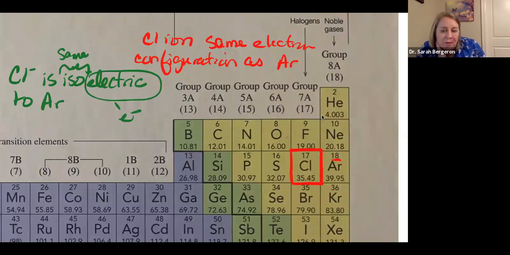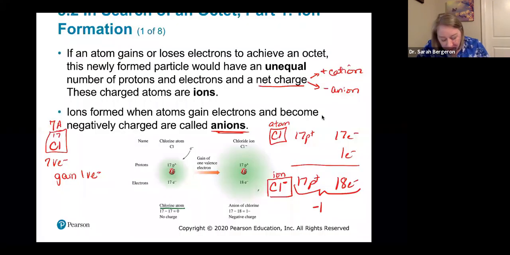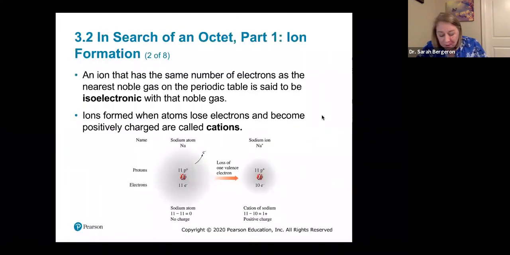And that makes sense, right? The chlorine atom wants to become stable. How does it become stable? It gets a complete octet. Now, what element already has a complete octet in the same configuration? That's argon. So that's what we say. It's isoelectric. It's a fancy way to say it. Okay. So that is an example of an anion. An anion is negative.